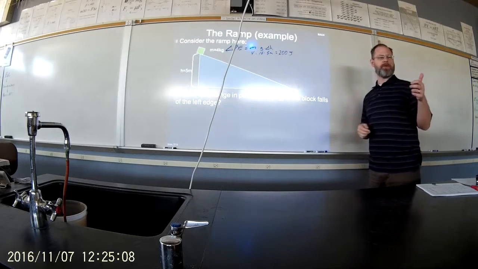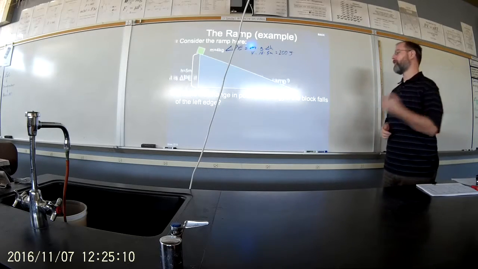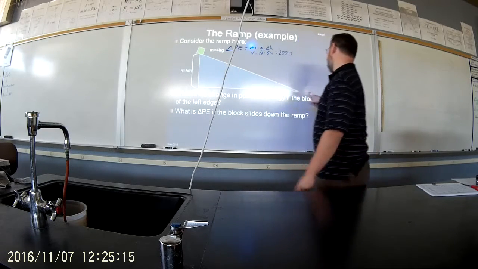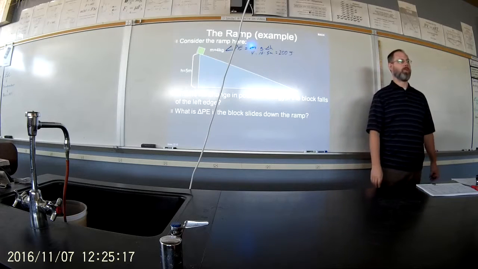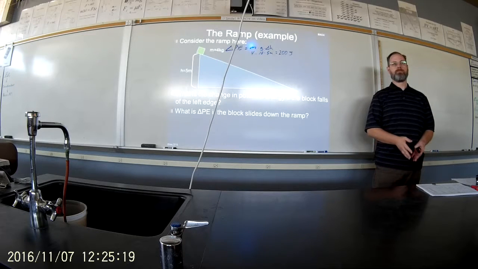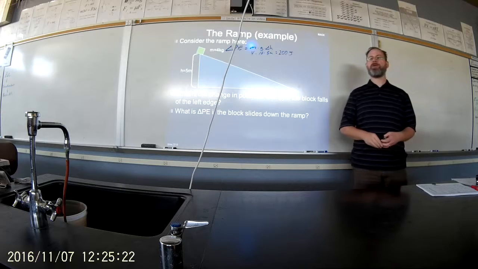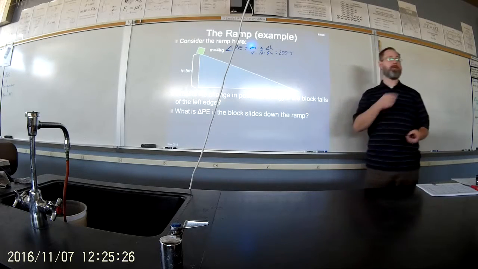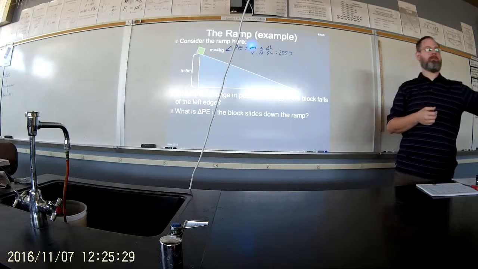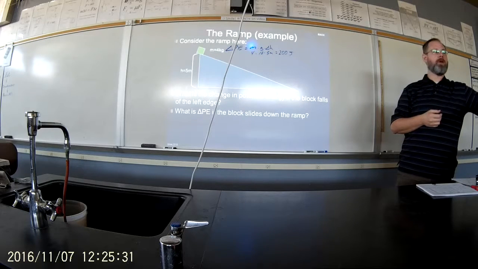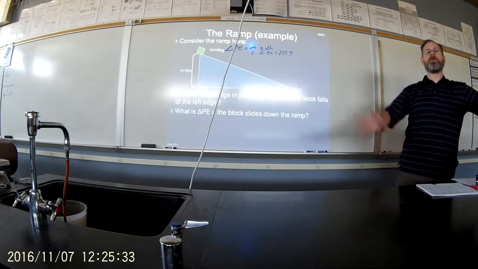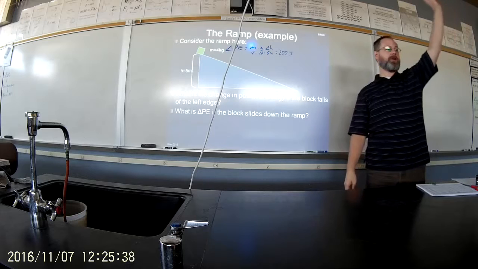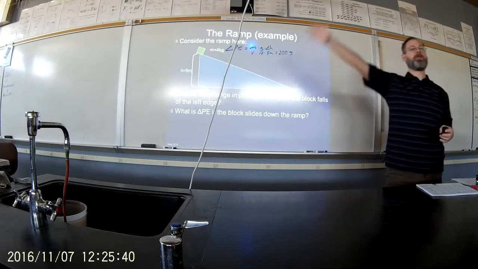Give me a thumbs up if you're with me so far. Okay, cool. Next. What is the change in potential energy if the block slides down the ramp? Maybe we should chat about that. So chat with your neighbor and see if you can figure out what would be the change in potential energy if the block slides down the ramp. If you believe it's 200 joules, raise your hand. Okay. If you believe it's less than 200 joules, raise your hand. If you believe it's more than 200 joules, raise your hand.